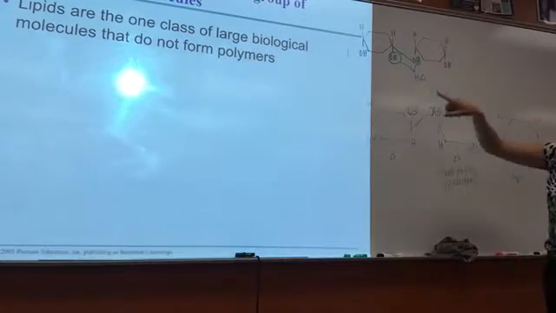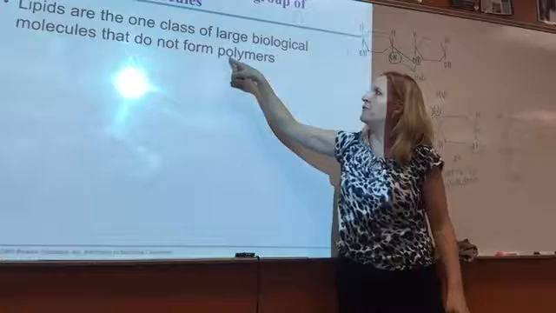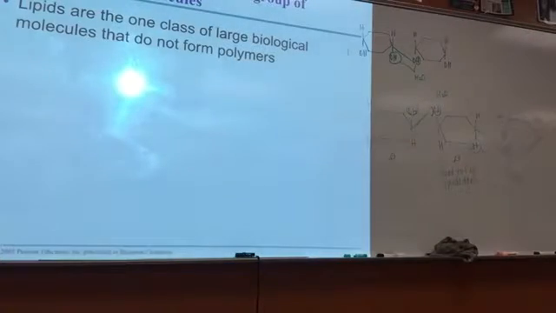So let's look at some basic overview of lipids and then look at each category. So lipids, they're large, hence the macromolecule, but they do not form polymers. So what does that mean? Unlike the carbohydrates, where the monomer was a single sugar and all the other forms of carbohydrates were chains of those single sugars, with lipids that's not the case. So they're large molecules that do not have monomers.